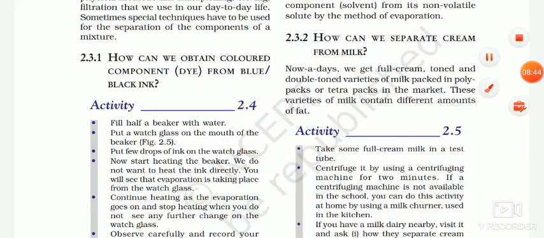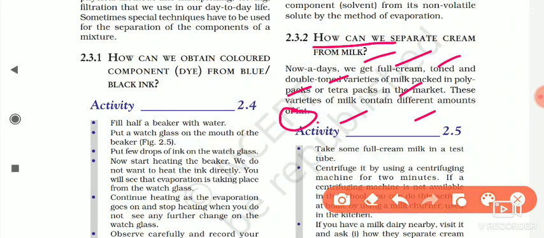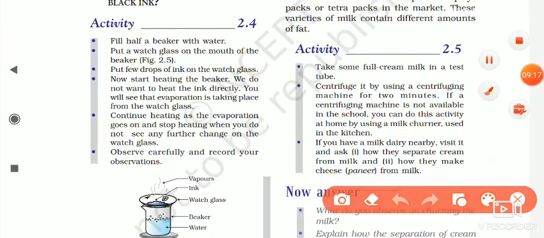Okay, the next method is, how can we separate cream from milk? Nowadays we get full cream, toned, double toned varieties of milk packed in poly packets or tetra packs in the market. These varieties of milk contain different amounts of fat, and you will have to separate the cream, butter from the milk. And what is the method you use to separate them? The method is centrifugation.